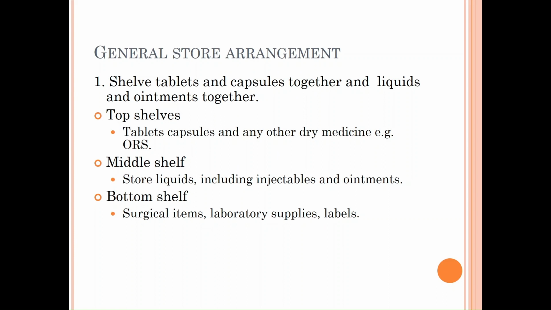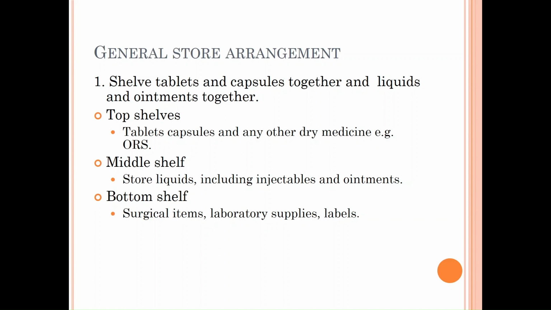The different store arrangements may require us to know the different storage systems. Some of the systems we have for storage: we can use shelves. We shelve tablets and capsules together, and the liquids and the ointments together. Shelves enable us to arrange, and they are very common. We can have them in community pharmacies, in the hospital store, in a satellite pharmacy, in drug shops, and any other drug outlet we may have.